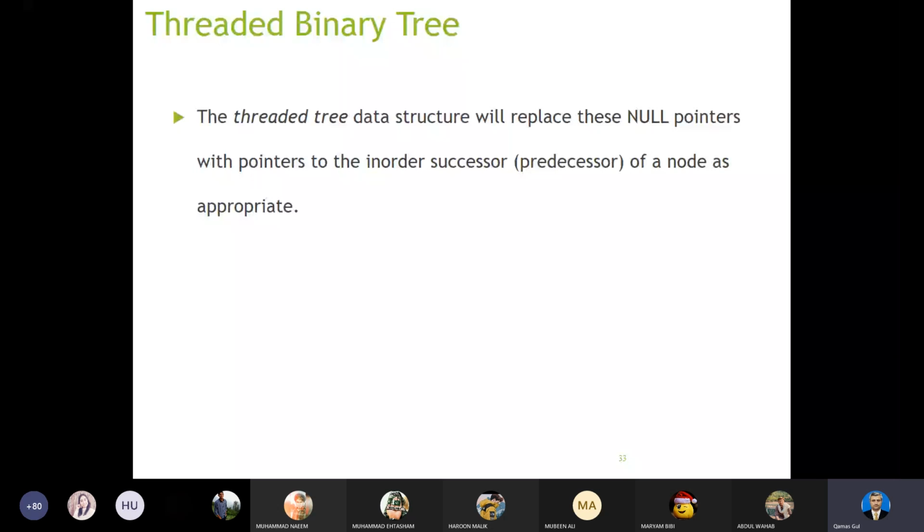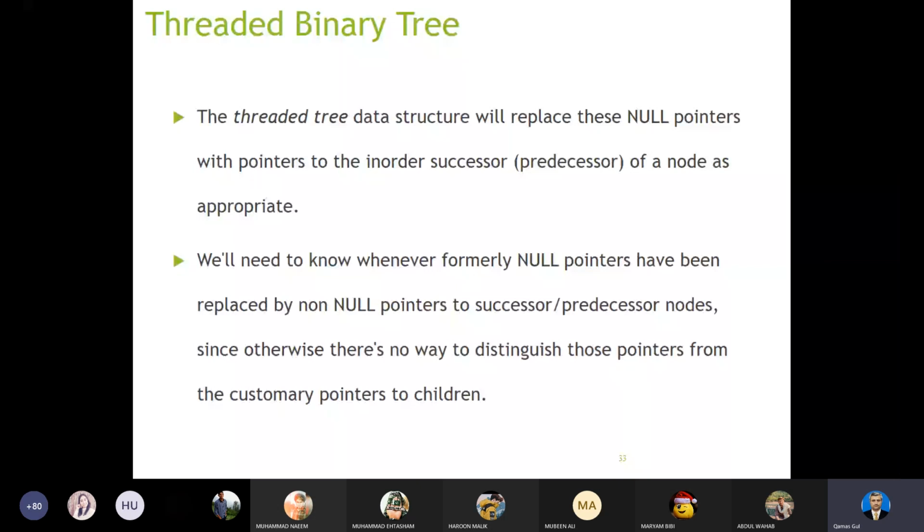We will need to know whenever formerly null pointers have been replaced by non-null pointers to successor, predecessor nodes, since otherwise there is no way to distinguish those pointers from the customary pointers to children. देखें, हम नल पॉइंटर्स को पॉइंट तो कर देंगे उनके प्रीडिसेसर या इन ऑर्डर सक्सेसर की तरफ, लेकिन अब हमें कैसे पता लगेगा कि कोई नोड नल नोड है? क्योंकि इन नल पॉइंटर्स की वजह से हमें ये पता चल रहा था कि इन नोड्स के पॉइंटर्स नल हैं, इसलिए कि ये लीफ नोड्स हैं। सो लीफ नोड को अब हम कैसे पहचानेंगे, ठीक है?